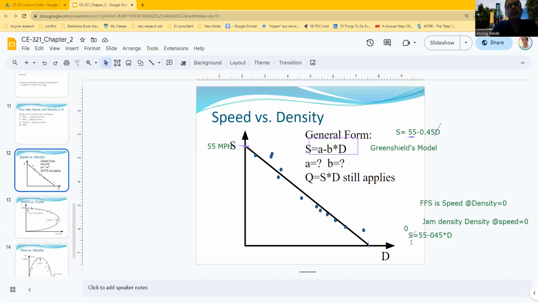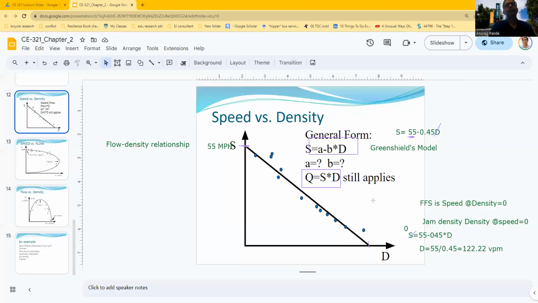Okay, when my speed is 0, I can solve for d, which will be 55 divided by 0.45. If I use my calculator here, my density turned out to be 122.22 vehicles per mile when I solved this. Now I need to derive, in the example problem, the first thing they asked me, which was the flow density relationship.